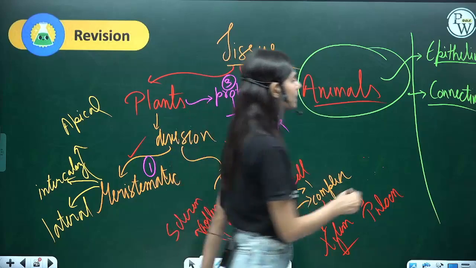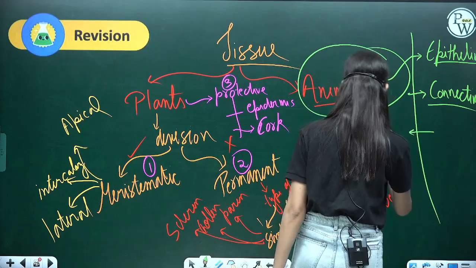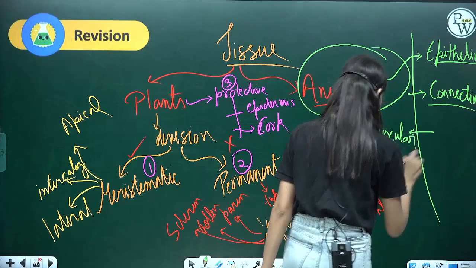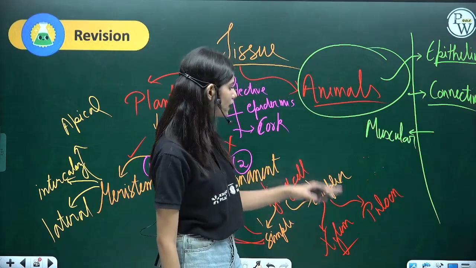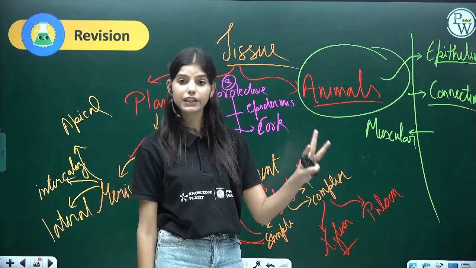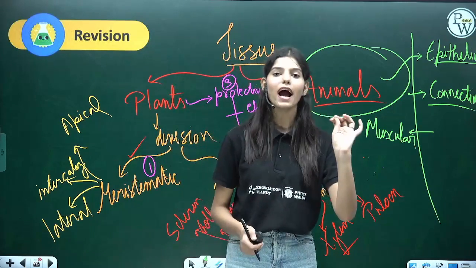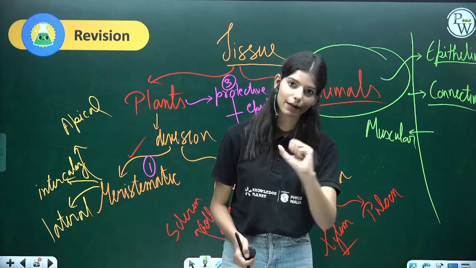Then we also learned about the muscular tissue. So there are various types of muscular tissue in case of animals. And what are the various types of muscular tissue? We have 3 types of muscular tissue. That is, we have skeletal muscles, we have smooth muscles, and we have cardiac muscles, right?